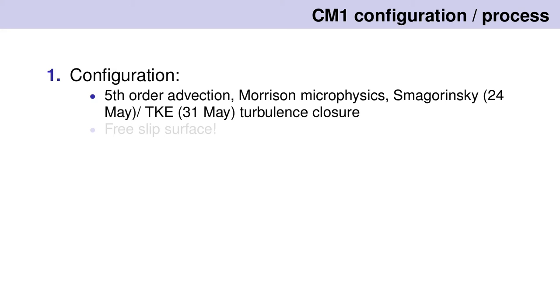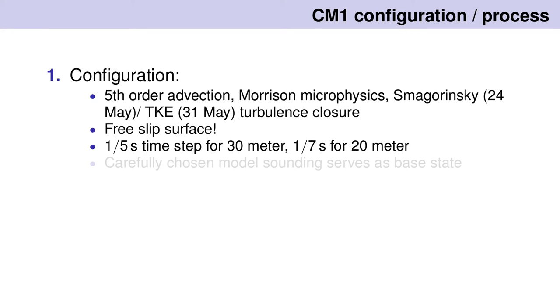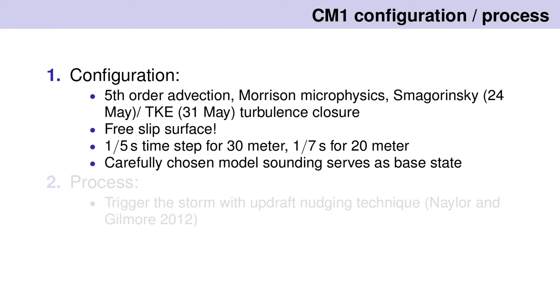So how do we configure the model? We're using fifth order advection, Hugh Morrison's microphysics. For this simulation that produced the long track EF5, we're using Smagorinsky's TKE. We're also using a TKE closure scheme for some other work. This is a friction-free run, and this has raised some eyebrows in the community for various reasons, but this is where we're starting. You have to start somewhere. You climate guys look at this time step and probably cry because it's 1/5 of a second, or 1/7 of a second, to maintain computational stability.